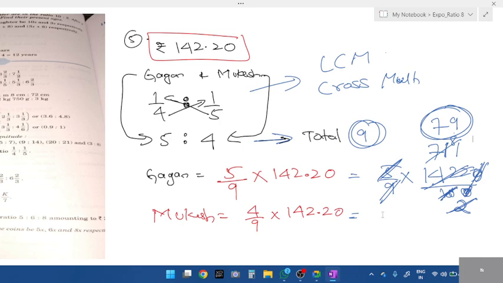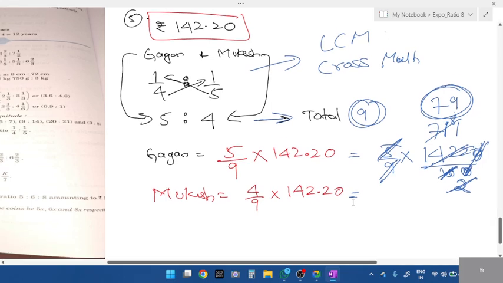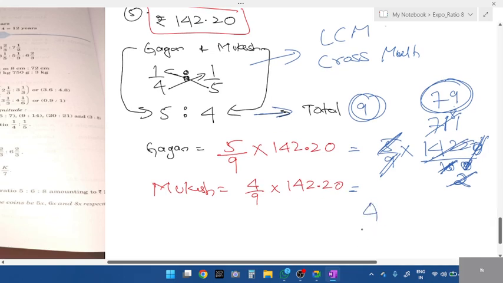Yes, students, done? Waiting for your answers. What's the answer you got? 63.2. Okay, how did you all reduce this? Tell me the calculation.